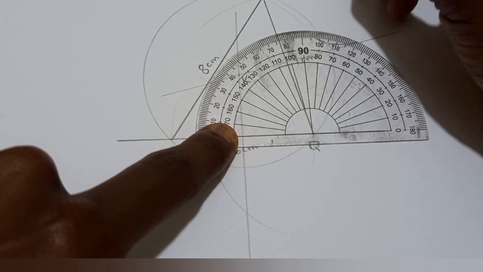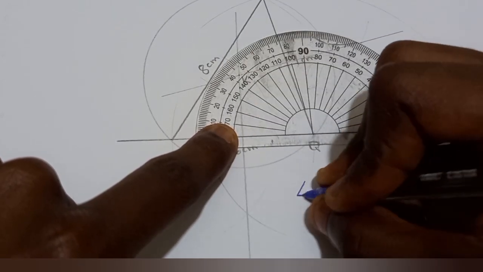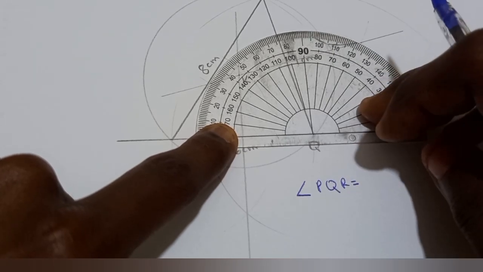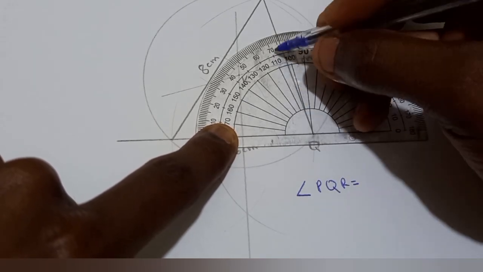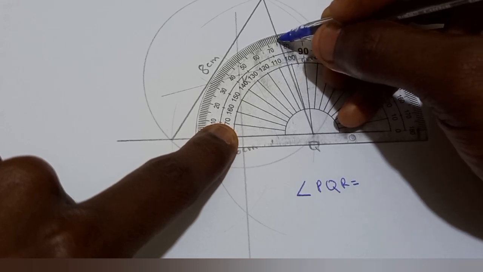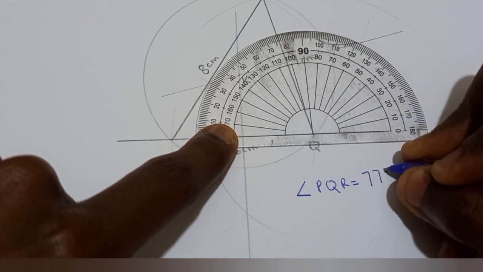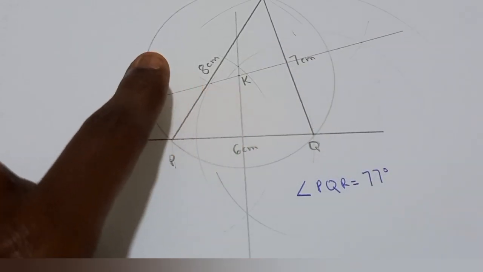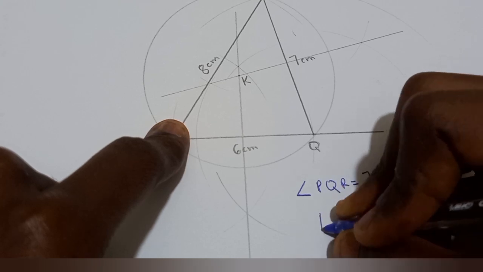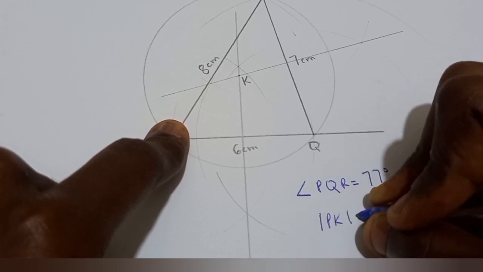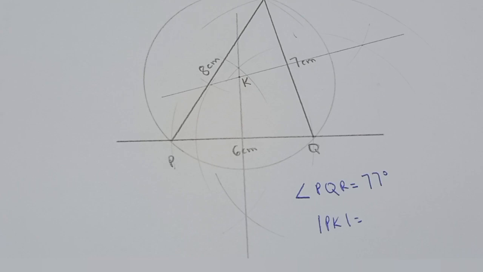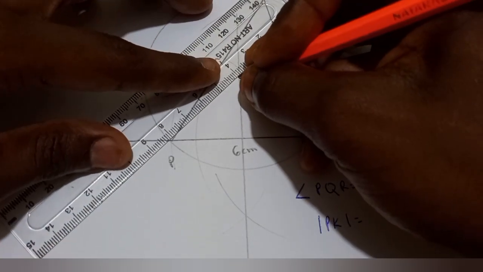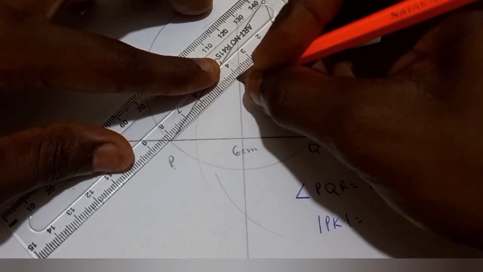So in reading this, we have angle PQR to be equal to, what did we get? As this 70, 75, 76, 77. So 77 degrees. So we are done with this part. And the next question said we should find the line PK. So just draw a straight line, a thin one of course, to join P and K.